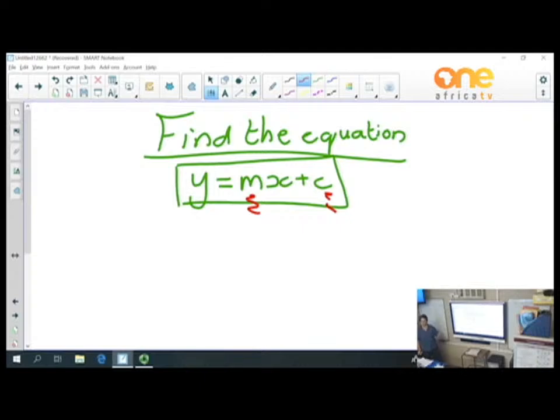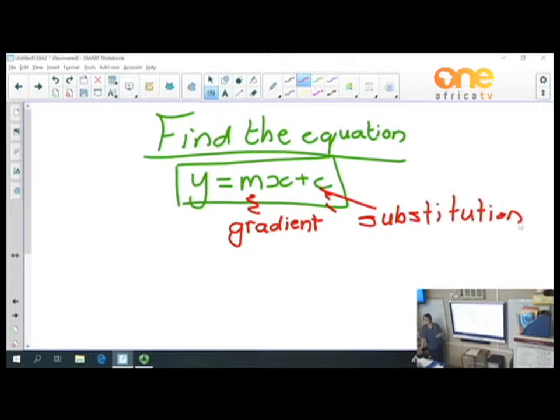How do I get m? What is m? M is the gradient, so I'm going to get it with a gradient formula. And how am I going to get c? Substitute. We're going to use substitution. So just write here: gradient with a gradient formula, and c you find with substitution. If you have 2 points, you can find the equation of the line, and that's what we're going to do now.